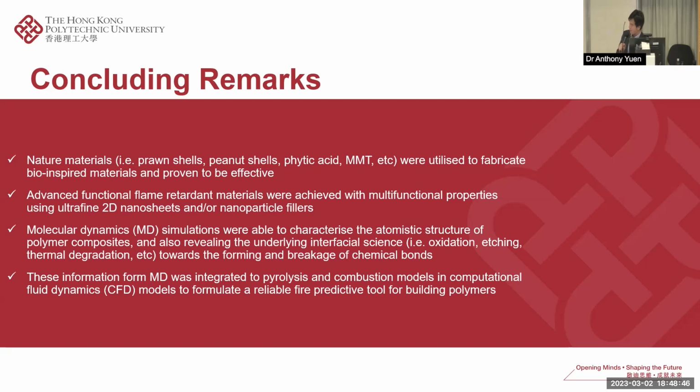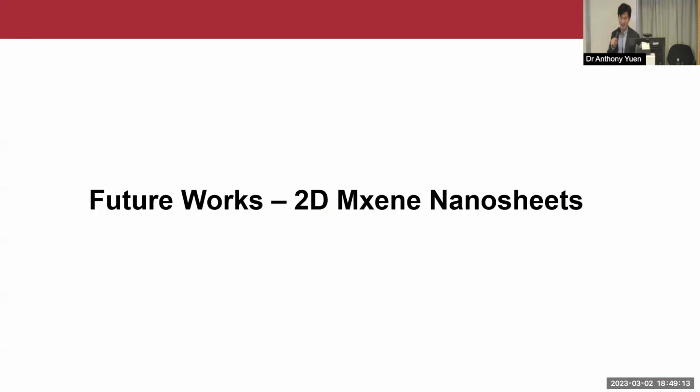So we have gone through today's lecture that MD can characterize the atomic structure for many advantages of understanding the flame retardant mechanism, and some interfacial science even, like the oxidation, charring, etching, and so forth. And not only can we characterize, we can even use that as useful input in CFD to predict the fire for building polymers. So I will just quickly go through some of our future works.